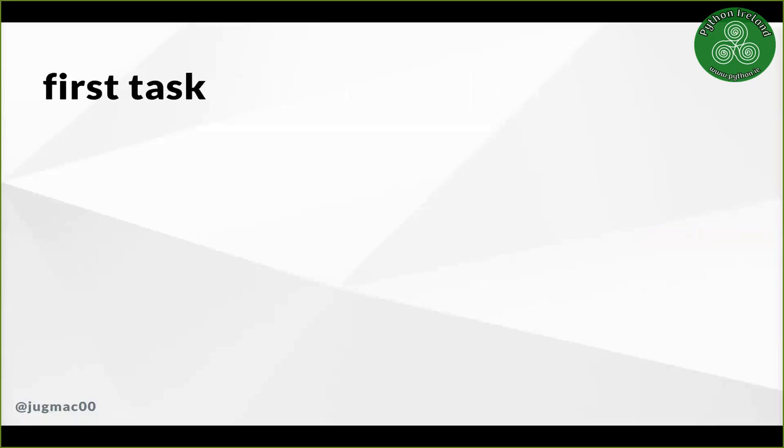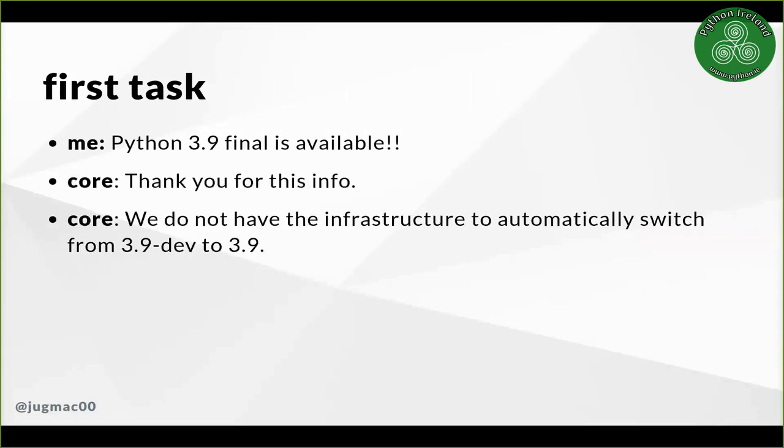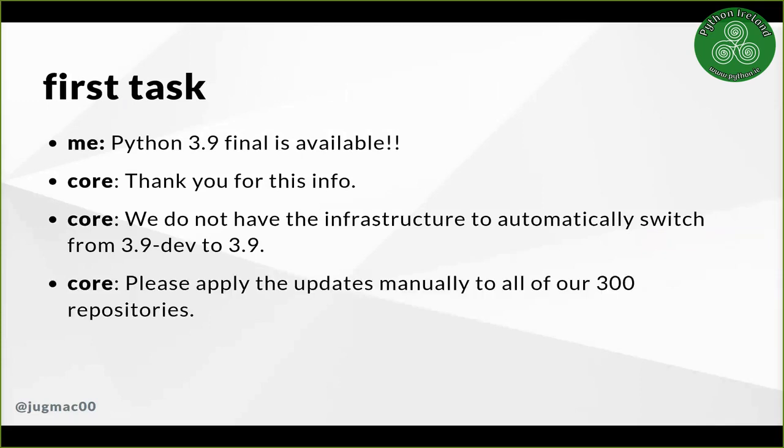I got my first task when I told the other maintainers that Python 3.9 finally is available. They thanked me for this info and they said, we have no infrastructure to roll out from 3.9-dev to 3.9, and they kindly asked me to apply these changes to all 300 repositories? What? But there is help.